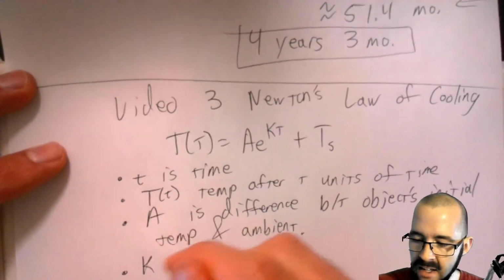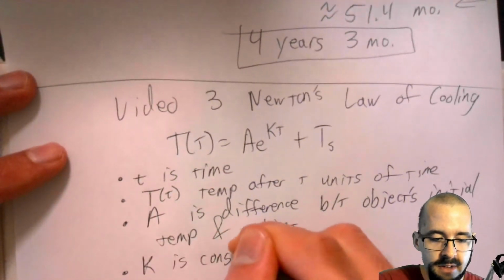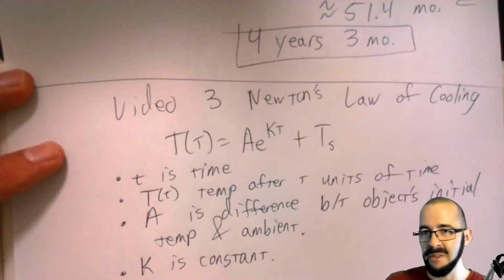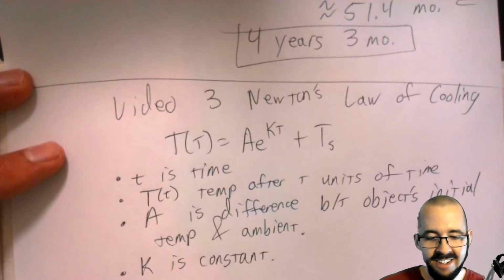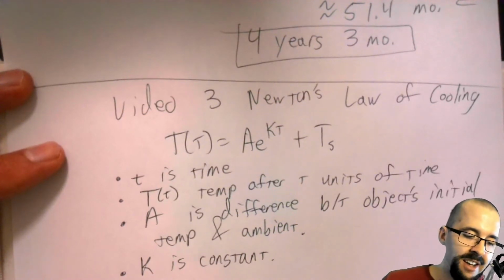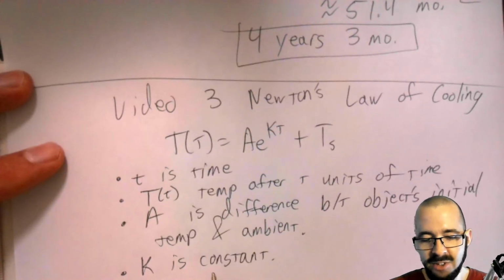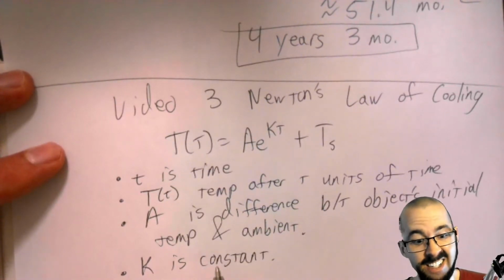And finally, k is a constant. It's a constant that has to do with the growth or the decay of the object and its temperature. But we're not going to talk too much about the description. We will, however, have to find it, and finding it is going to be similar to some of the other stuff we've done today. All right, so we've got example 6.